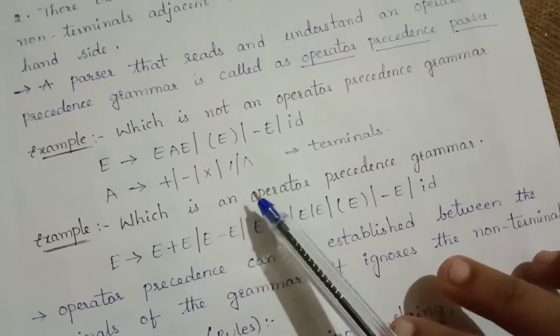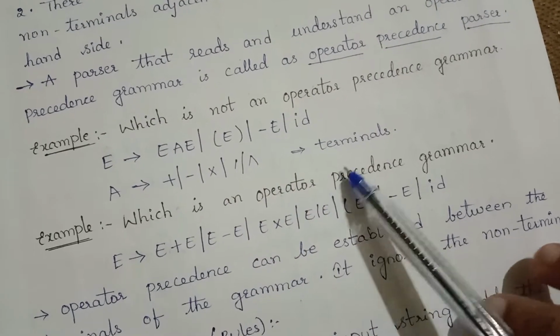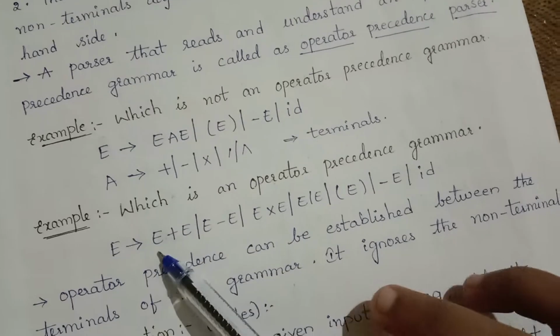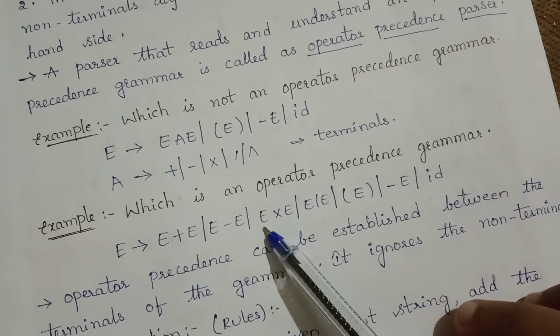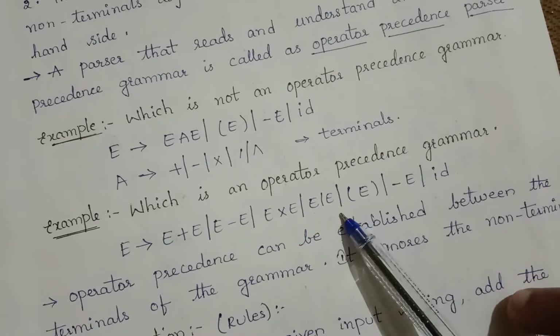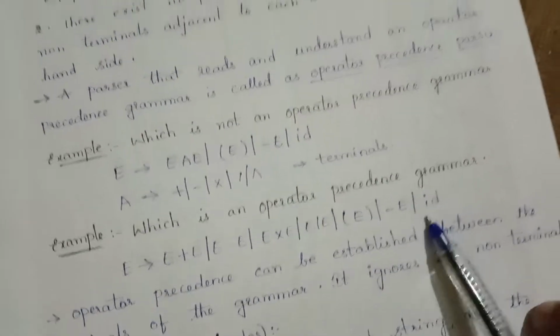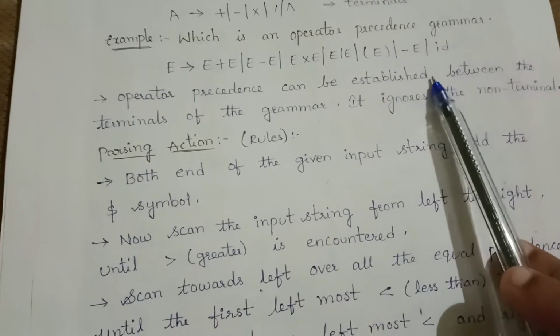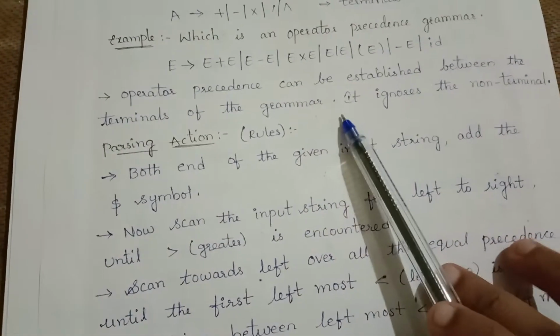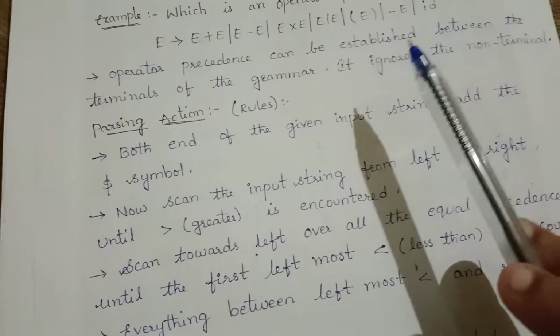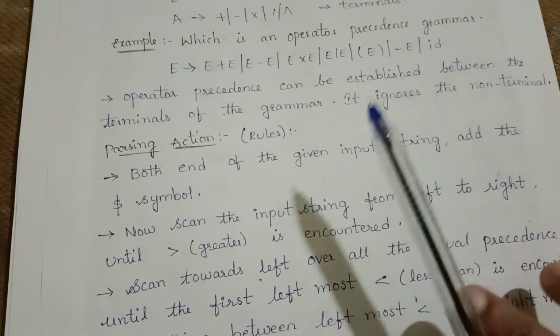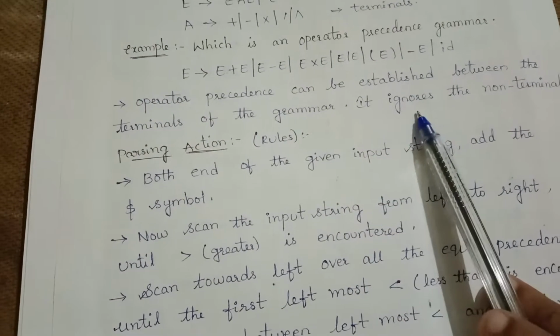And an example of a grammar which is an operator precedence grammar: E tends to E plus E, or E minus E, E star E, or E modulo E, E minus E, and ID. Operator precedence can be established between the terminals of the grammar. It ignores the non-terminals. So operator precedence can be established only between the terminals of the grammar.